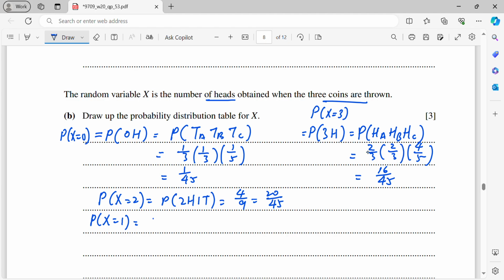So Px equals to 1 means 1 minus all the rest. So 1 over 45 plus 16 over 45 plus 20 over 45. That means this is going to be 8 over 45.